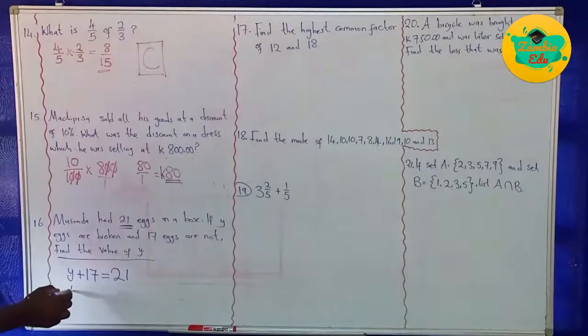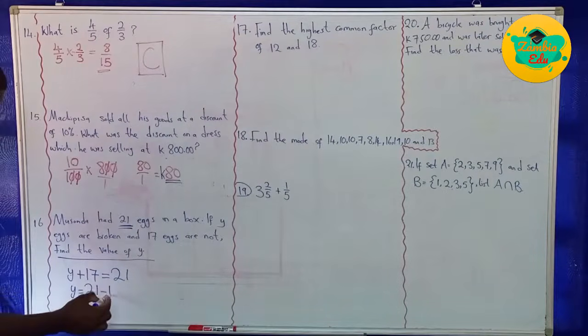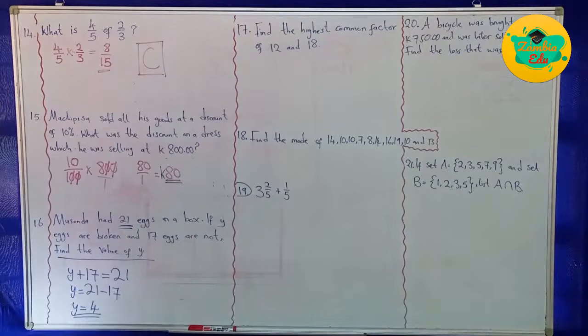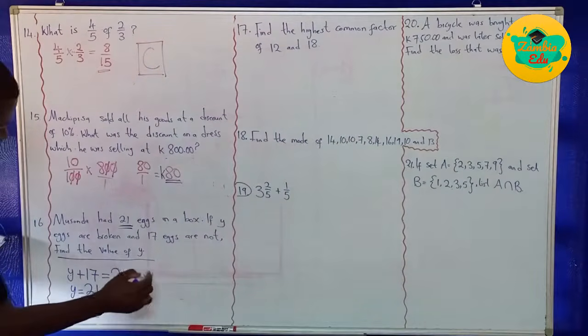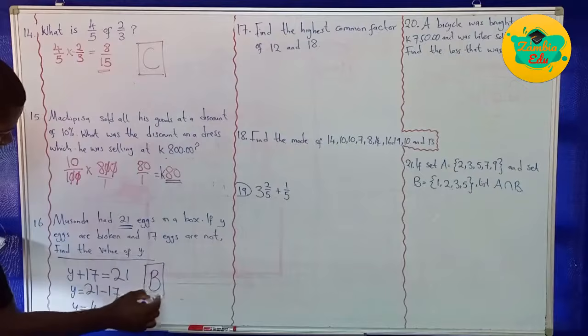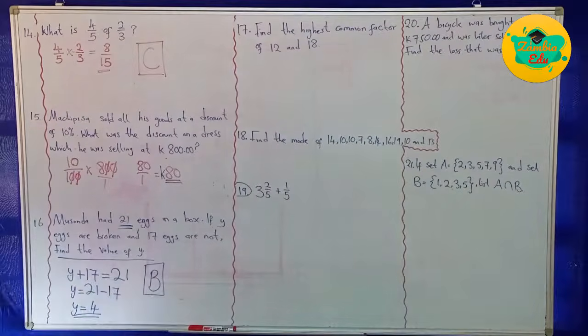So for us to find the value of Y, we say Y is equal to 21, then group the like terms. 17 goes to the other side, and since it's positive 17, once it crosses the equal sign, it becomes negative 17. So Y is equal to 21 minus 17, which is 4. And therefore, when we look at our multiple choice, 4 was represented as option B. We go to number 17.